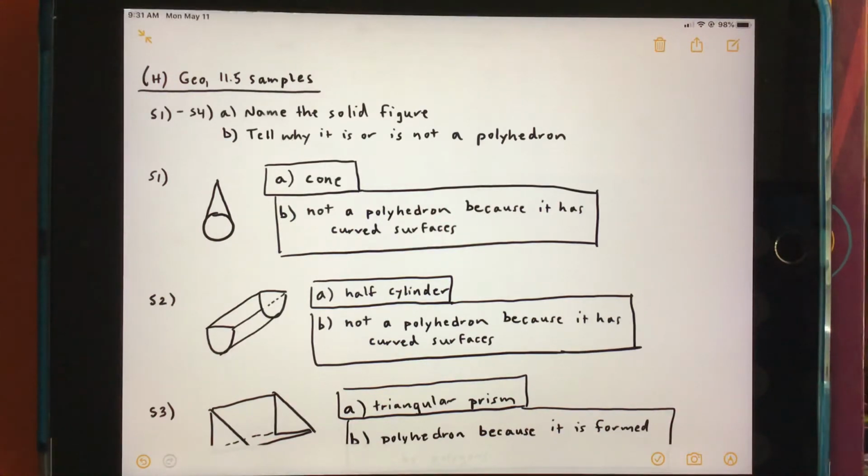Sample 2. So we have what looks like a trough, and we notice that we have two bases and all the space captured in between those two bases. Those two bases are half circles. So if those are full circles, we would call it a cylinder. So because those bases are half circles, we'll call it a half cylinder. And it is also not a polyhedron because it has curved surfaces.